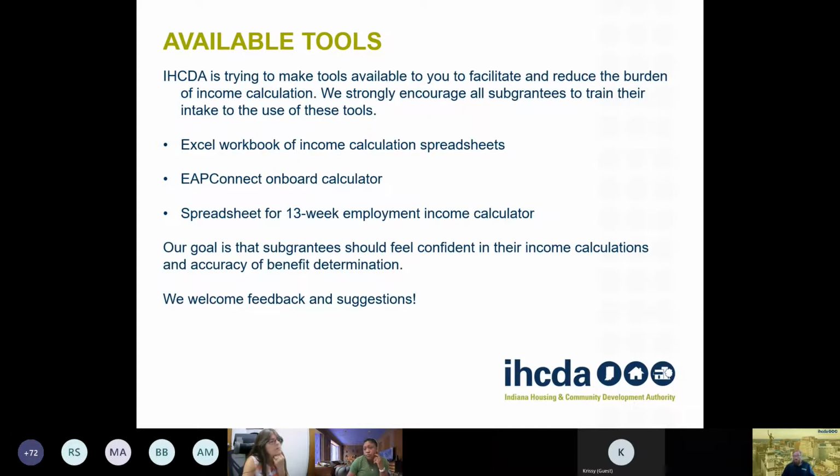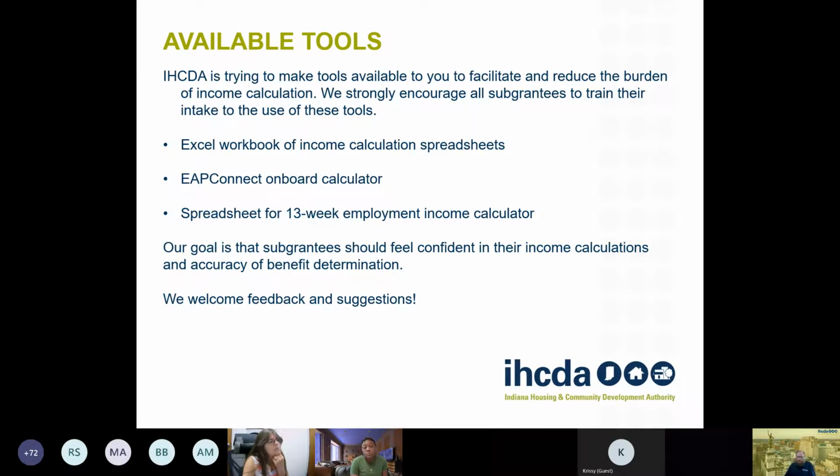So let's move on to the tools that we have available to you. IHCDA is trying to make tools available to facilitate and reduce the burden of income calculation. We're aware that income calculation has over the years been a pretty consistent pain point. And so we strongly encourage all subgrantees to train their intake on the use of tools to help reduce that burden.